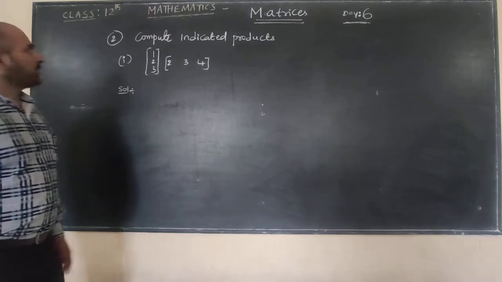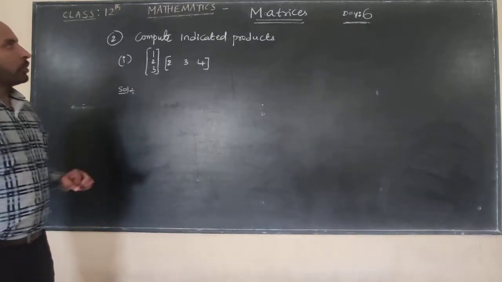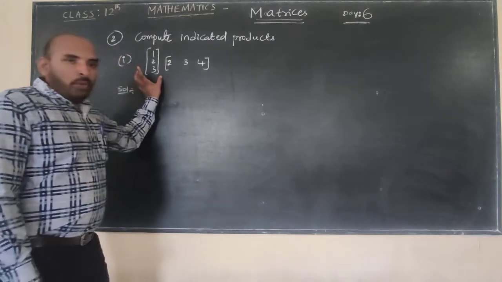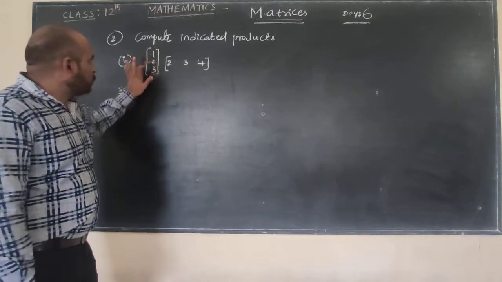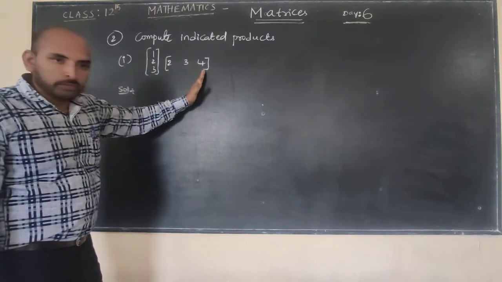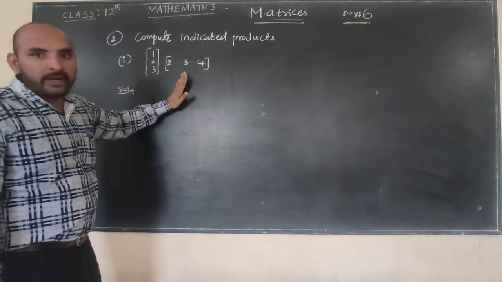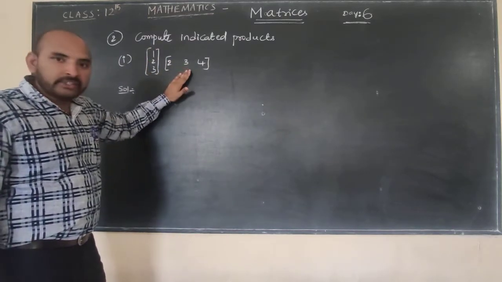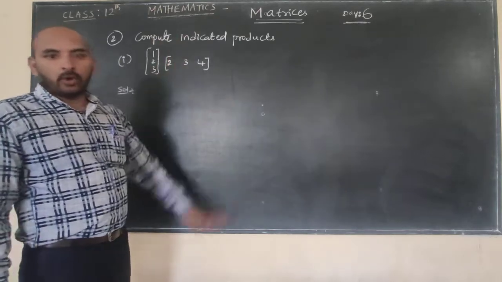So, now coming to the second problem. First bit, compute indicated products. This is one matrix 1, 2, 3, which is a column matrix. 2, 3, 4. This matrix is row matrix. Column matrix means it has only single column. Row matrix means it has only single row.